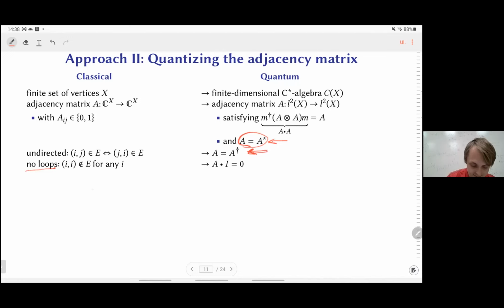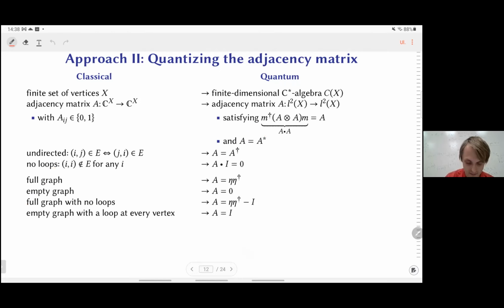And now the no loop condition, now it becomes more clear what it should be. So classically, the loops in an adjacency matrix are exactly the positions where there is 1 on the diagonal. So if I take the adjacency matrix and perform this entry-wise product, which I denote by this bullet, then if there are no loops, I should obtain 0. So that's the idea, and I build it up on this idea.